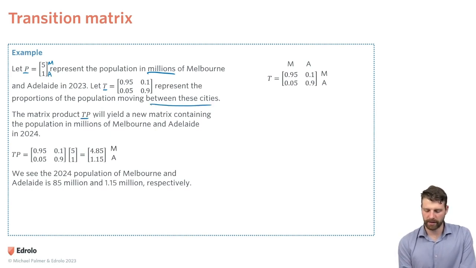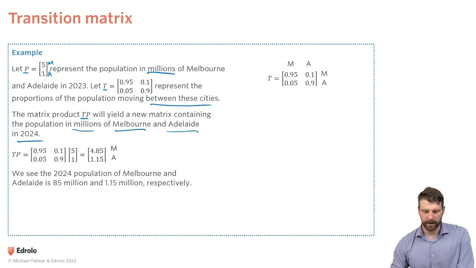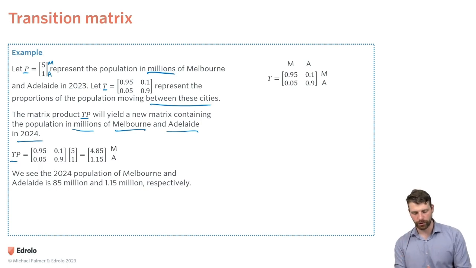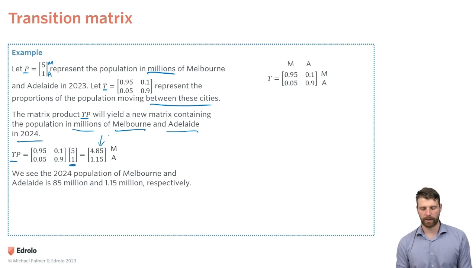The matrix product TP will yield a new matrix containing the population in millions of Melbourne and Adelaide in 2024. So that 5 in the matrix really represents 5 million, and the 1 represents 1 million. Now if we calculate TP, so we multiply that transition matrix by this value here, we get this new matrix which represents the population the next year. We can see Melbourne's population has declined to 4.85 and Adelaide's has increased to 1.15 million.